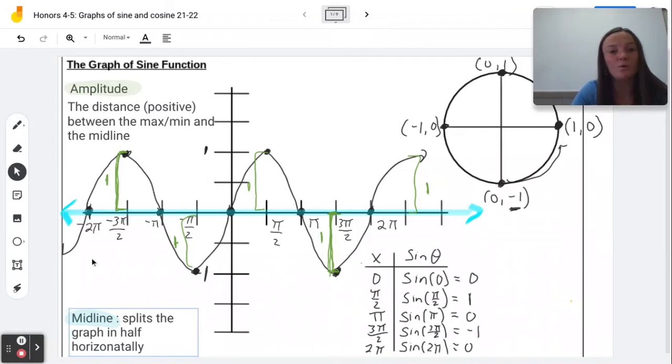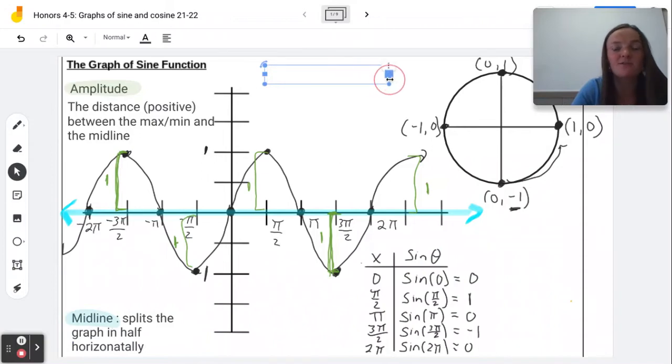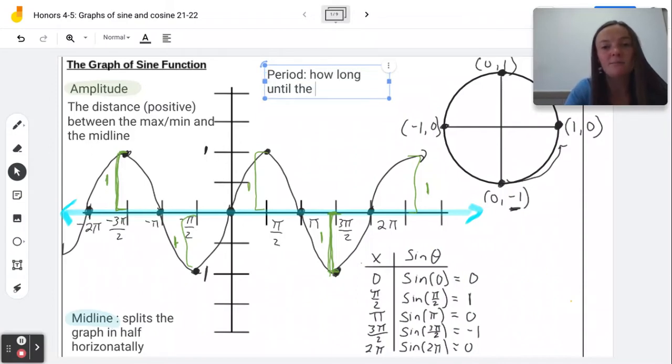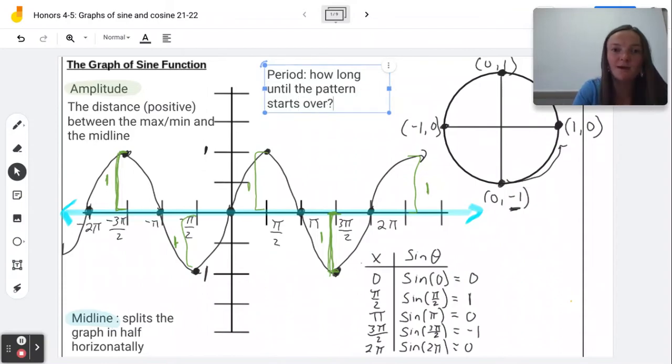Okay, one more thing that I want to add, and this is also a really important piece of this graph, is something called the period. So the period of the graph basically tells me how long until the pattern starts over. I want you to look at the graph and think to yourself, how long on the x-axis, or how many x values do I need until this graph starts over? So take a look at that, see if you can guess that first.